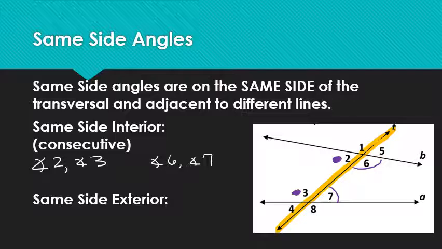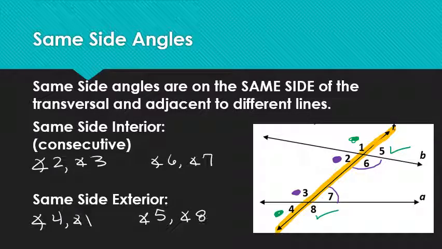So now if I flip over to same side exterior, I have the same conditions except they're exterior. They're on the same side of the transversal, but they're exterior. So angle 4 would be on the same side of the transversal as angle 1. So angle 4 and angle 1 would make a pair of same side exterior angles. And I look at what's left and I have angle 5 and I have angle 8. They are on the same side of the transversal and they are both exterior. So angle 5 and angle 8 would be considered same side exterior.